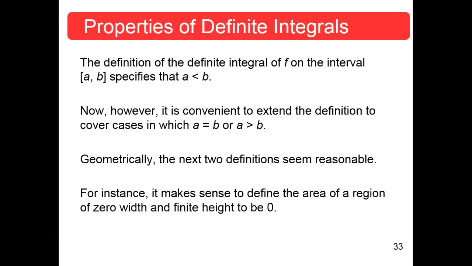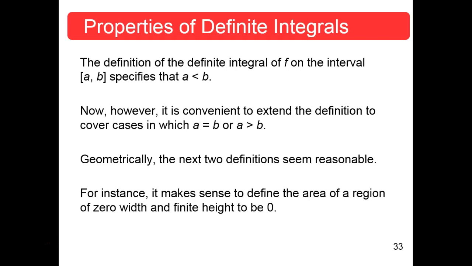Geometrically, the next two definitions seem reasonable, and they turn out being reasonable. If a is equal to b, if your starting point is equal to your ending point, what are you measuring? The area of a straight line. Guess what the area of a line is that has no thickness? 0. Okay? So that's going to be the first one. Now, what if a is greater than b? You're going from here to here rather than here to there. Well, you're going backwards, so maybe it makes sense for that to be negative.